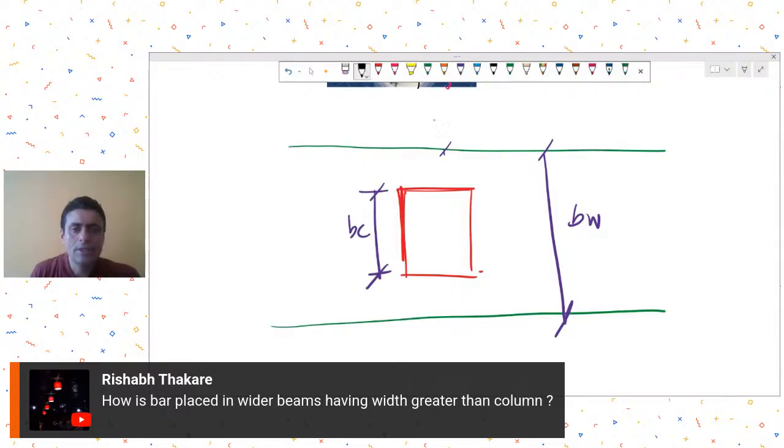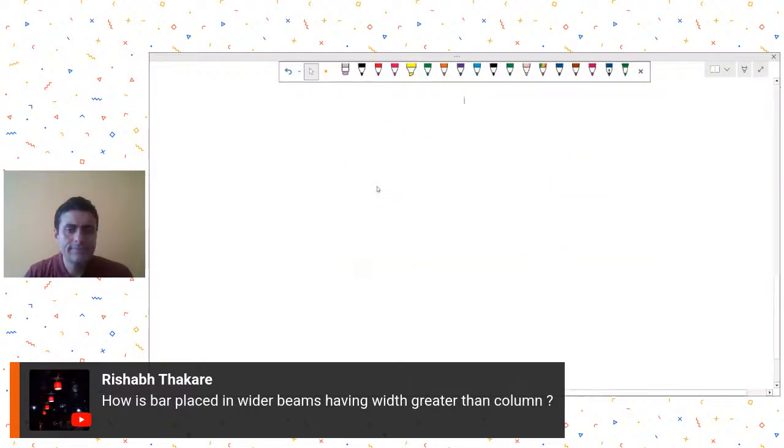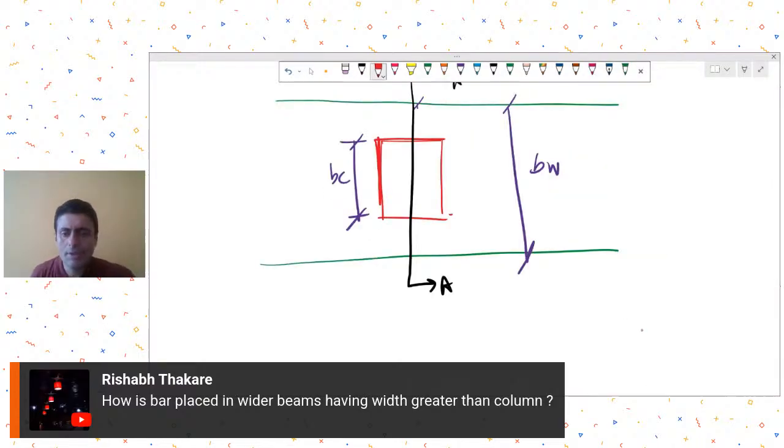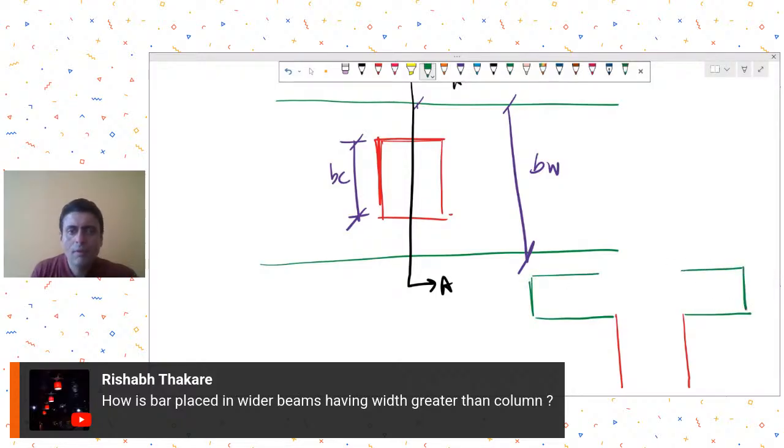So how do you accommodate this reinforcement? I'll try to show you in the sectional view. So in the sectional view, how will this look? This is my column, and I have a wider beam, and of course the column will go like this.